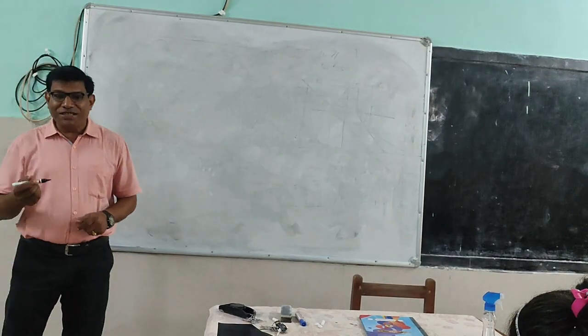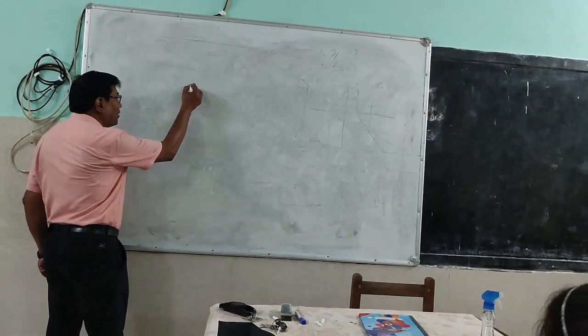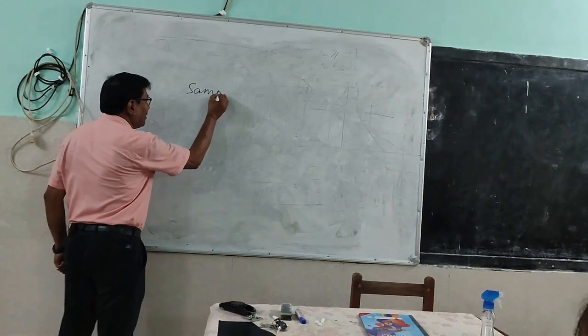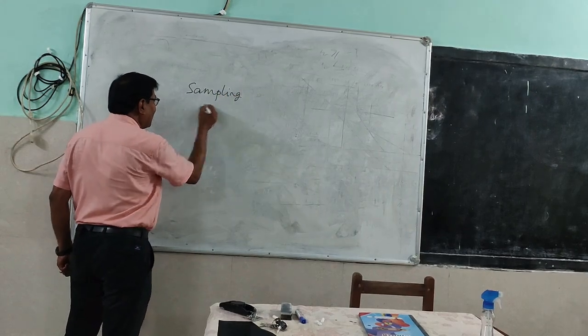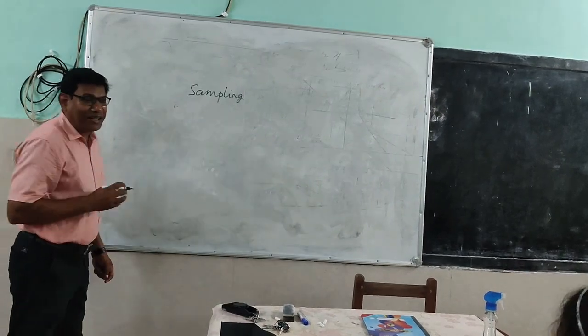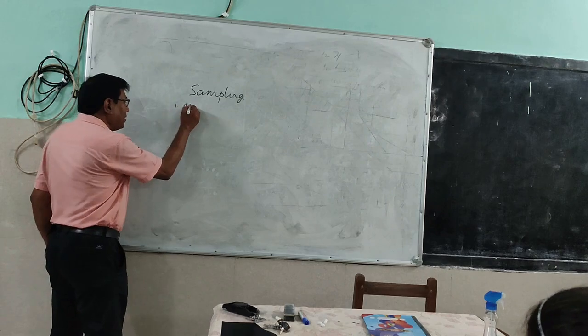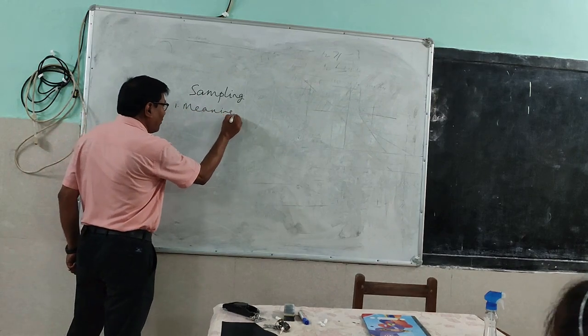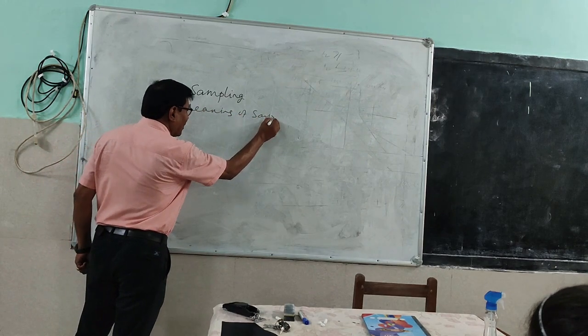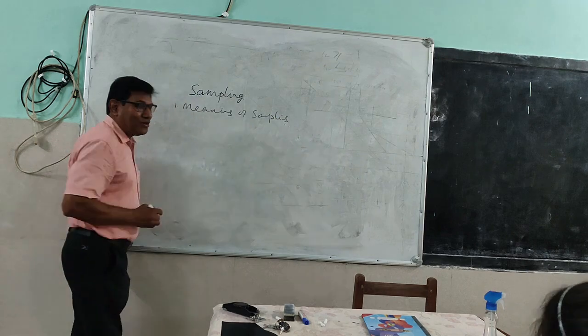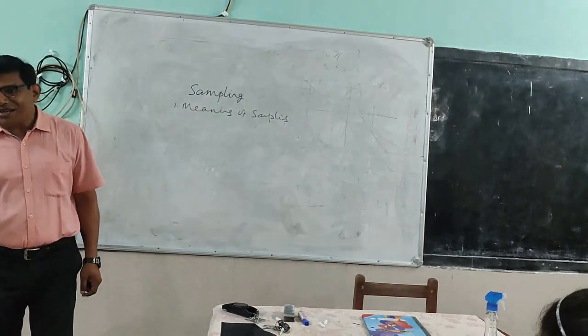Methods. Unit 2 is sampling. The topic that we cover today is called sampling. So first we will try to understand what is sampling. Point number 1 will deal with the meaning of sampling.